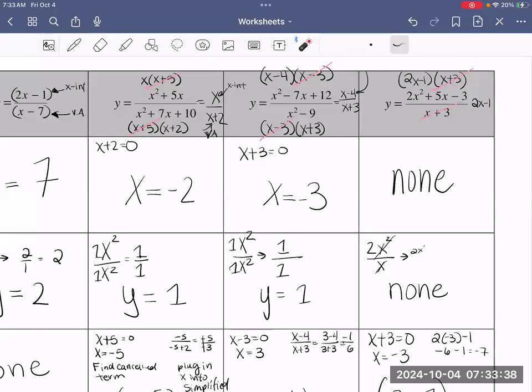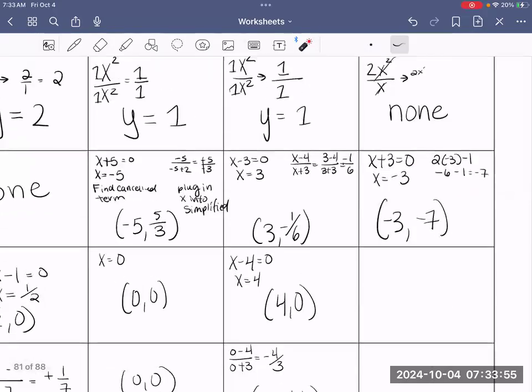If it's top heavy, you will not have a vertical or a horizontal asymptote. Now, if it's bottom heavy, so far we've just talked about when they're the same and when they're top heavy, but let's say it's bottom heavy. So if you have more x's on the bottom than you do on the top, then this is where y is equal to 0 is your horizontal asymptote.